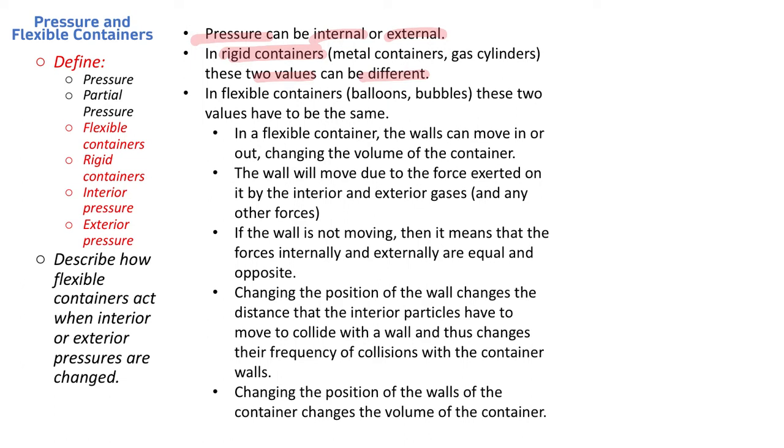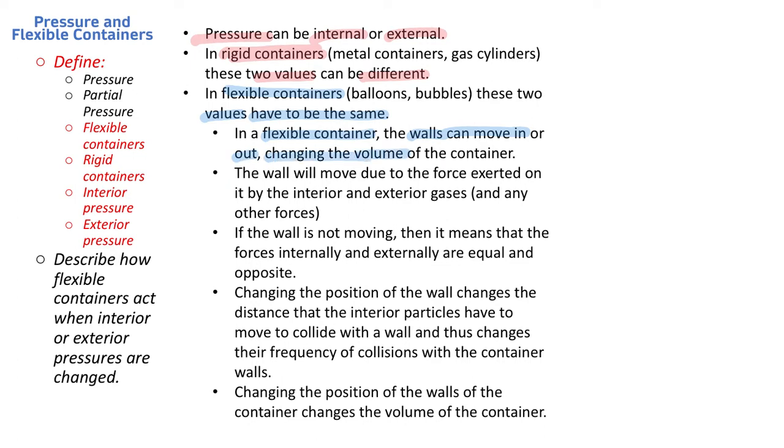The idea is that in a rigid container, the walls don't move, and so therefore these two values can be different. However, in a flexible container, the internal and external pressure have to be the same. So let's go through the idea of why. In a flexible container, the walls can move in or out, changing the volume of the container.